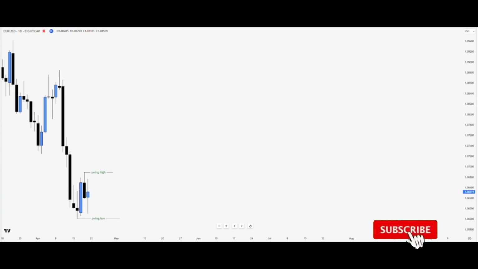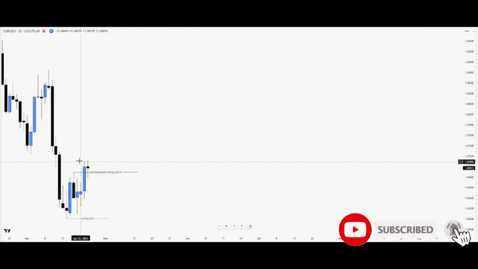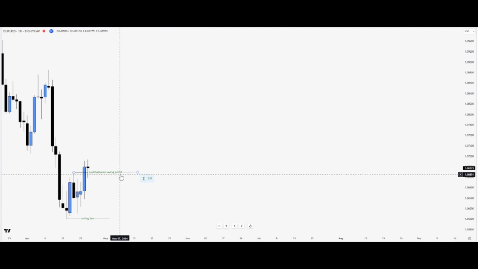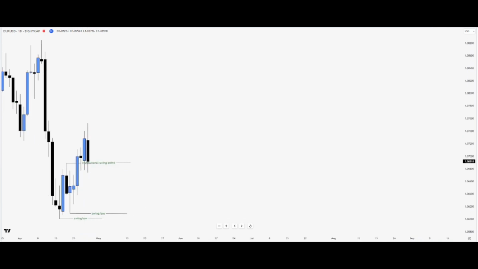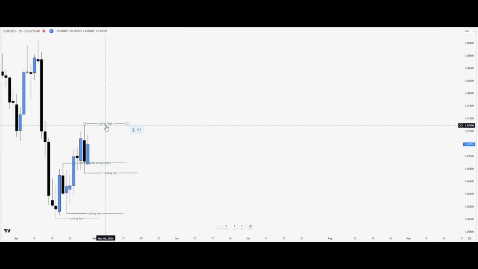Going forward, price takes out that swing high, making that area an institutional swing point. And now we have a new swing low formed right here. So let's see what price does. Right now we have a swing high created right here and a swing low formed right here. And we can see how price is reacting off this institutional swing point, which is a data point in market structure. Going forward, let's see what price does.